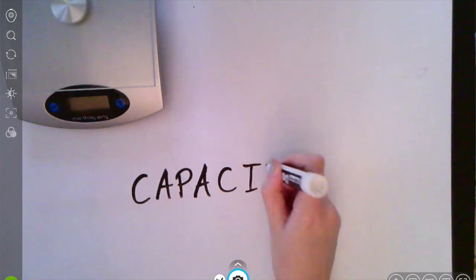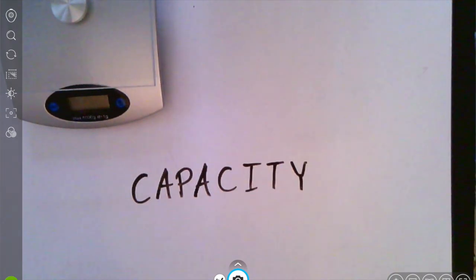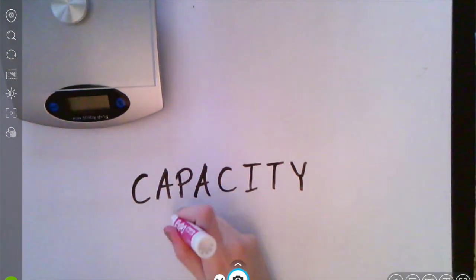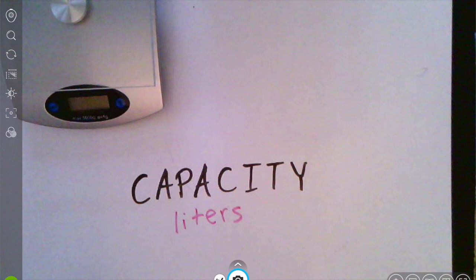So far in this chapter, we've been talking about measurement. This entire chapter is about measurement. But so far, we've been learning about the measurement called capacity. Capacity meaning how much liquid a container can hold. We know that we measure capacity in liters, right? We also talked about milliliters, which are smaller than liters.